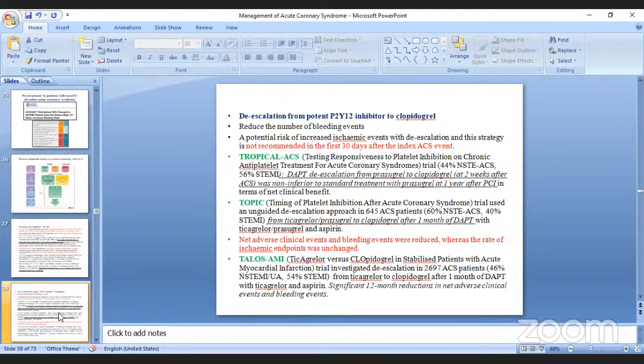So there was the TROPICAL-ACS study where DAPT de-escalation from prasugrel to clopidogrel was actually done within 2 weeks after ACS. But that was found to be non-inferior to standard treatment with prasugrel at 1 year after PCI. And there was the TOPIC study where after 1 month of DAPT, prasugrel was changed to clopidogrel. And here no adverse clinical events and bleeding events were seen, whereas the rate of ischemic endpoints was unchanged. And then there was the TALOS-AMI trial, again after 1 month of ticagrelor, clopidogrel was changed, where significant reductions in net adverse clinical events and bleeding events were seen.